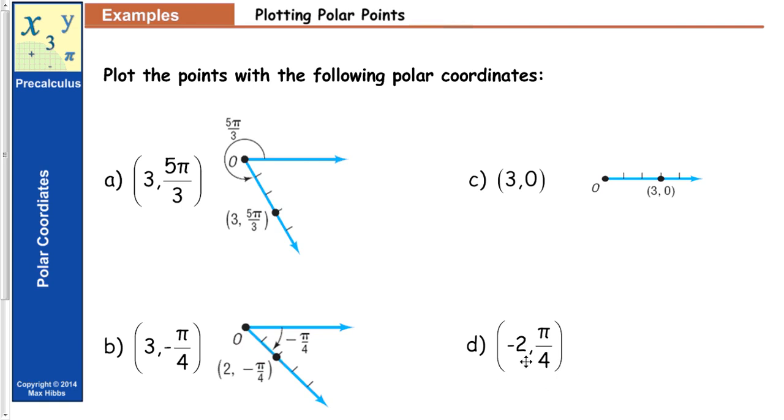Okay, well, let's look at D part now. And here again we're set up with a situation where we have a negative r value. So that means we're going to go in the opposite direction of the terminal side of the angle pi over 4. So first we locate the angle pi over 4, and then of course the terminal side is right here in this light blue, okay? But we go in the opposite direction of that terminal side 2 units, so we would go 1, 2 units here, and so this is the position of that point, negative 2 comma pi over 4.